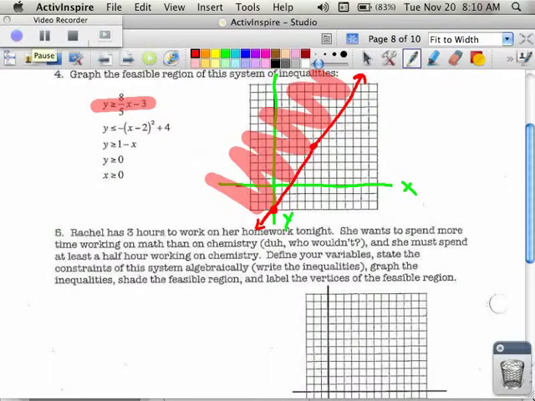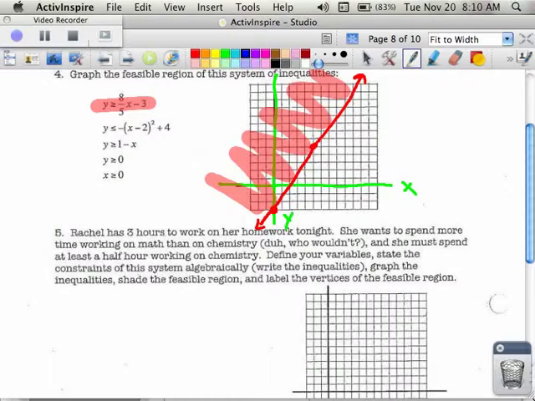Let's talk about the last 2 inequalities before we get to the middle 2. The very last one says x is greater than or equal to 0. So whenever you see an x thing, like x equals 7, that means all of your x values are 7. In this case, that means all of your x values are 0. That basically is talking about the y-axis.